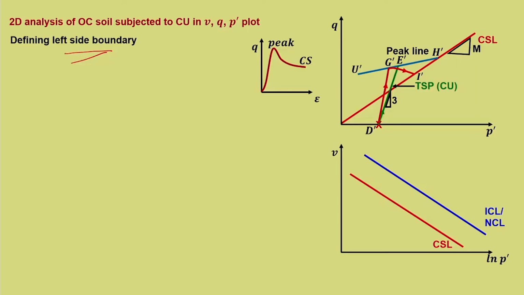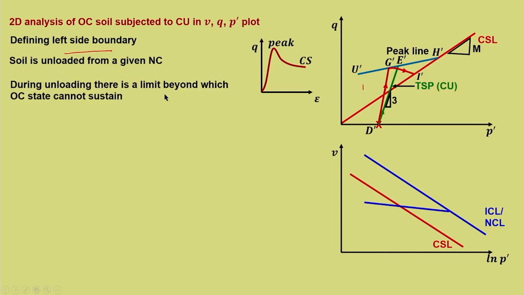Otherwise, what does it mean? Towards the left means it is more tensile because it is minus. So, you are subtracting from the initial effective stress. So, it keeps reducing and hence that reduction will be curtailed by some boundary. So, that is what we are going to learn now, that is defining the left side boundary towards this area. So, soil is unloaded from a given NC. So, this is the unloading line. During unloading, there is a limit beyond which the OC state cannot be sustained.